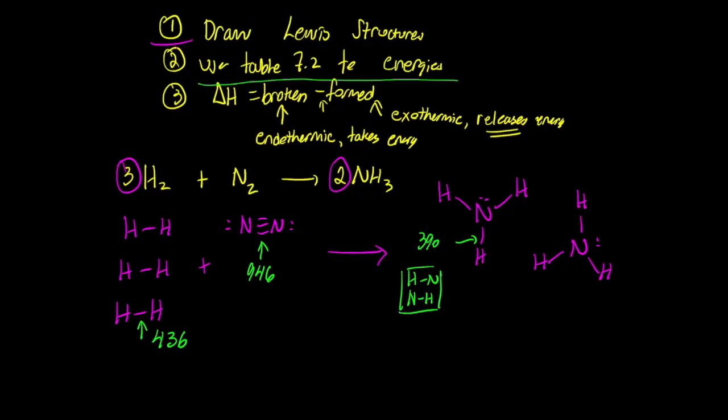All right. Now this is where you ignore the coefficients, like these circled 3 and 2 in this balanced chemical equation. This is where you need to count bonds. So in step 3, we need to count bonds.